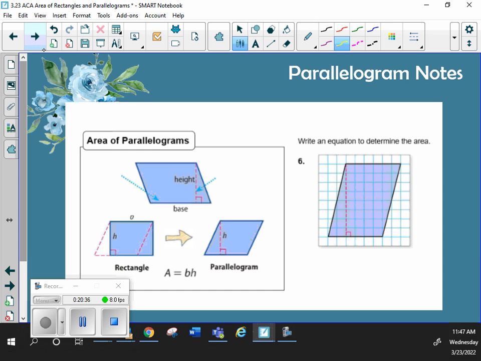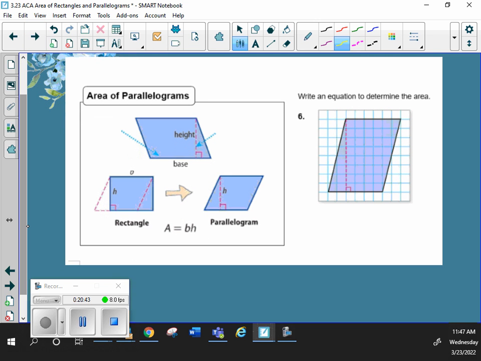Those were all rectangles. We also have parallelograms. For parallelograms, again, it's the same exact formula. So let's look at this together. Again, we're going to use the same strategies. We're going to start with our formula. What is the formula that it says on the star chart for a parallelogram? A equals BH. Okay, so let's start there.